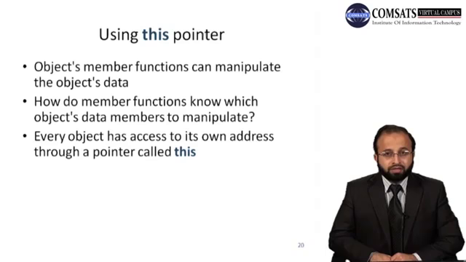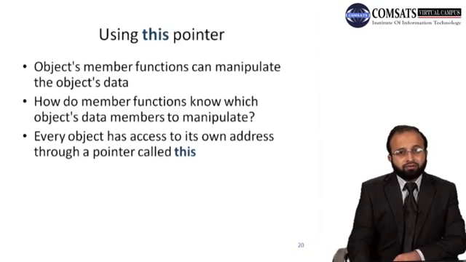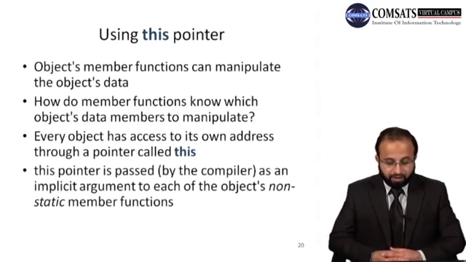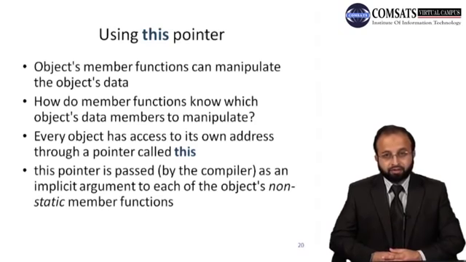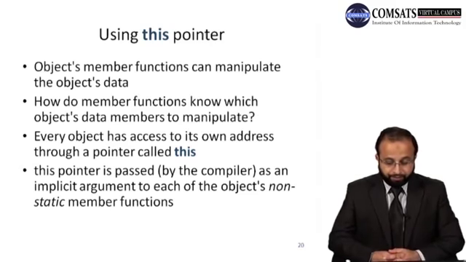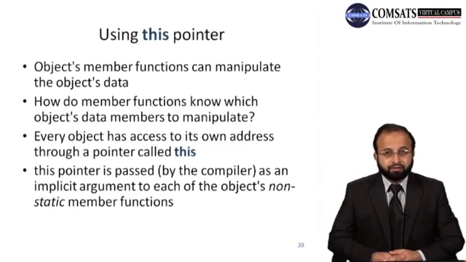So when you return the hours in the get count function, when you return the count, it actually accesses the count using this pointer internally, right? This pointer is passed by the compiler as an implicit argument to each of the object's non-static member functions. Now we'll see what a static member function is in the next topic. So this pointer is passed by the C++ compiler as an implicit argument. That means it automatically passes this pointer to the called function, right?